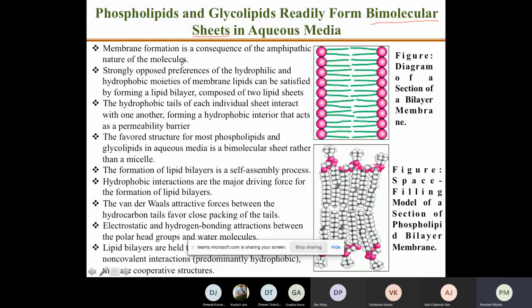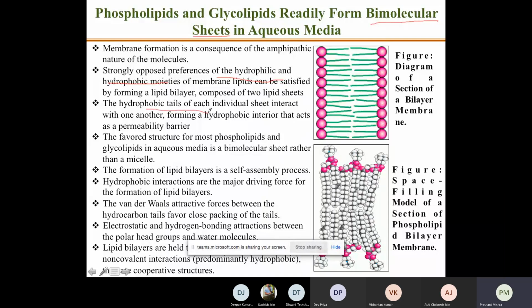This gives a unique example. You have a hydrophilic part and a hydrophobic part, and membrane lipid contains both. And what happens is that it can satisfy a bilayer type of structure. This bilayer structure is formed in order to expose the hydrophilic part to the inner side of the membrane and the hydrophilic part to the outer side of the membrane. In between, there are hydrophobic fatty acid chains.